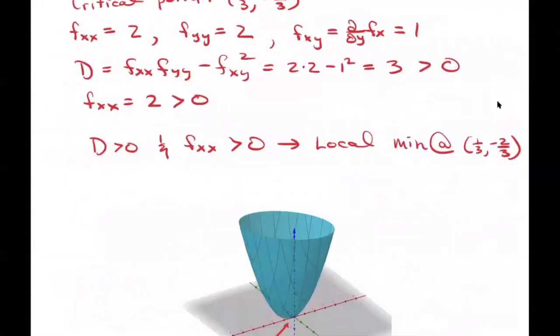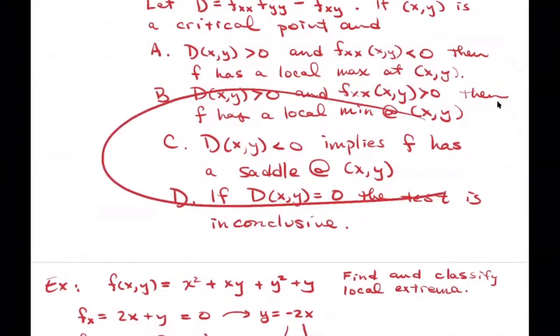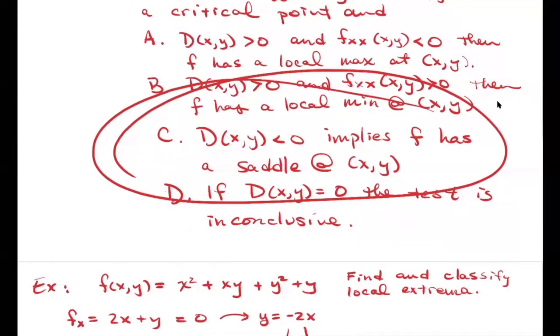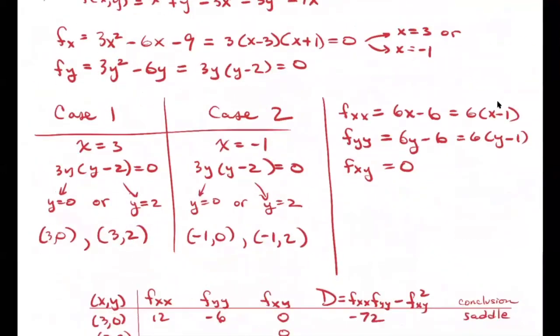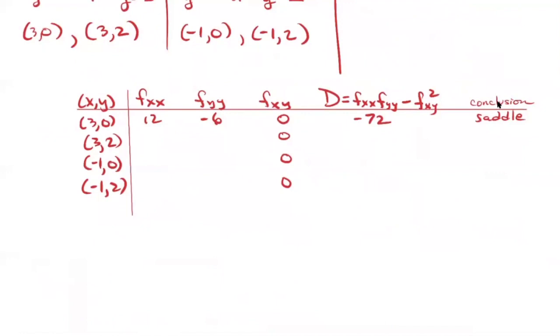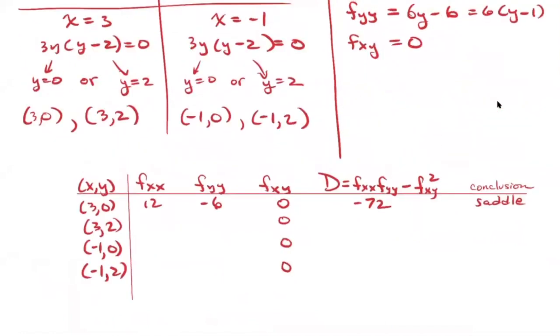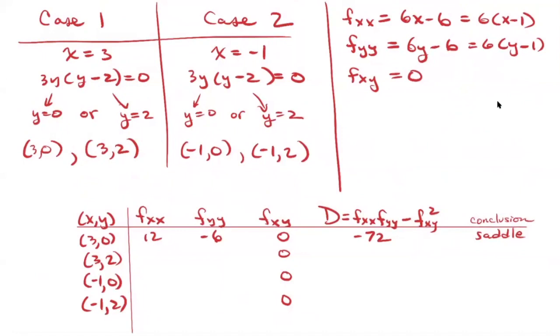I'll go back to the test real quick. Way back here. If d is less than 0, then f has a saddle at (x, y). So going back, we have d negative here. That's a saddle. Now let's do (3, 2). fxx will be 6 times (3 minus 1), 6 times 2 is 12. fyy is 6 times (y minus 1). Well, that's just a positive 6. d is 12 times 6 minus 0 squared. So that's going to be positive 72.